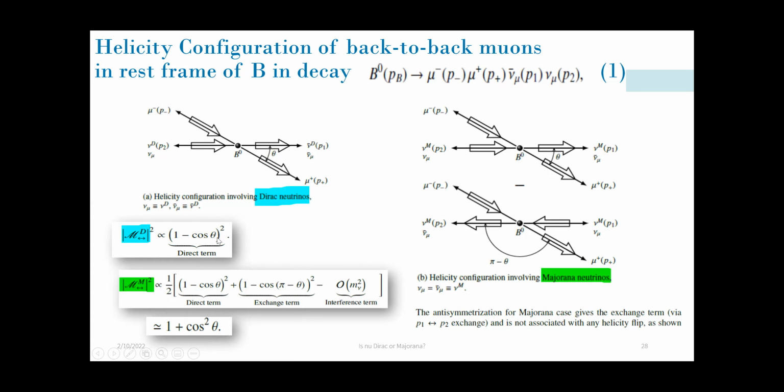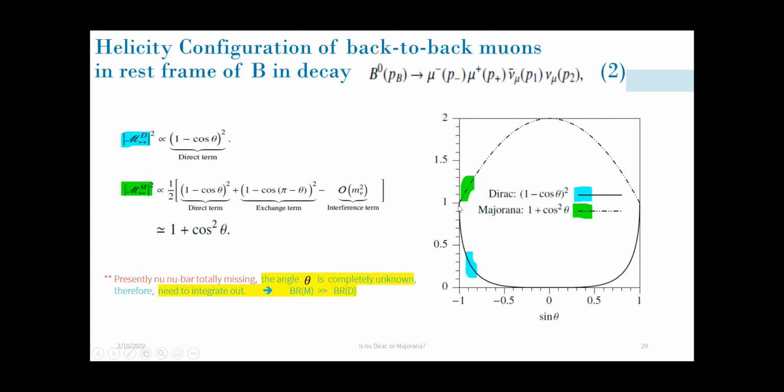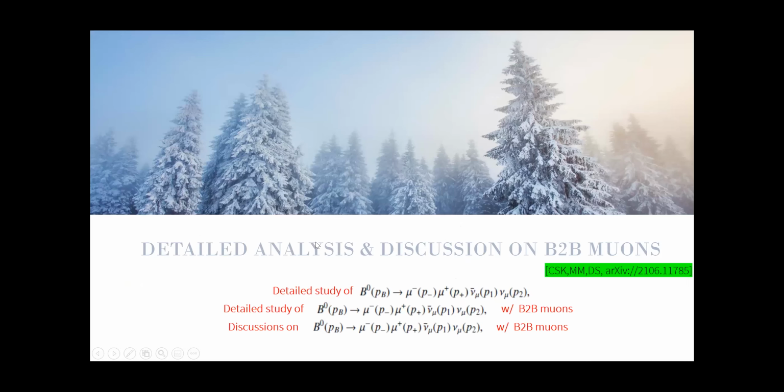So this distribution is totally different if we can measure it. This is the Majorana case and the Dirac case, totally different. But as I mentioned, this is unobservable. So is it unusable? No, it's quite useful, because unobservable means I have to integrate it out. The integral gives totally different branching fractions, which means large rate differences. The Majorana case is much larger than the Dirac case because of these properties.